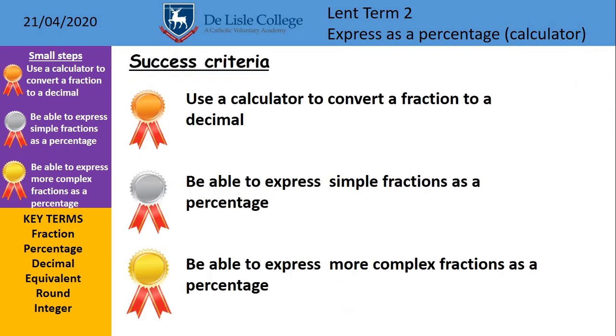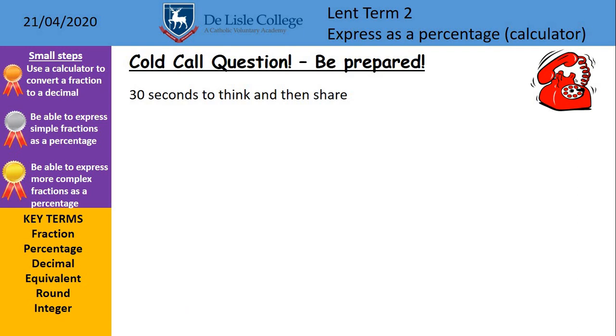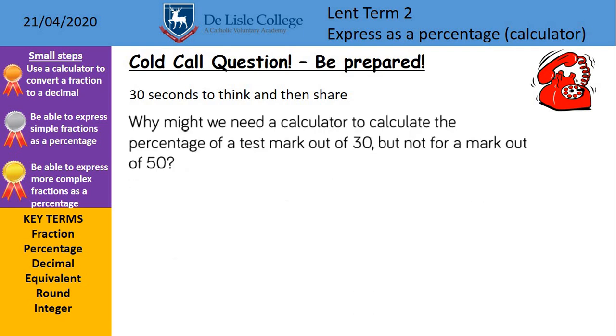So our success criteria for today: our bronze objective is to use a calculator to convert a fraction to a decimal. Our silver is to be able to express simple fractions as a percentage, and then as our gold objective we'll look at more complex fractions. A cold call question, if you pause the video, give yourself 30 seconds to think about this question. Why might we need a calculator to calculate the percentage of a test mark out of 30, but not for a mark out of 50?